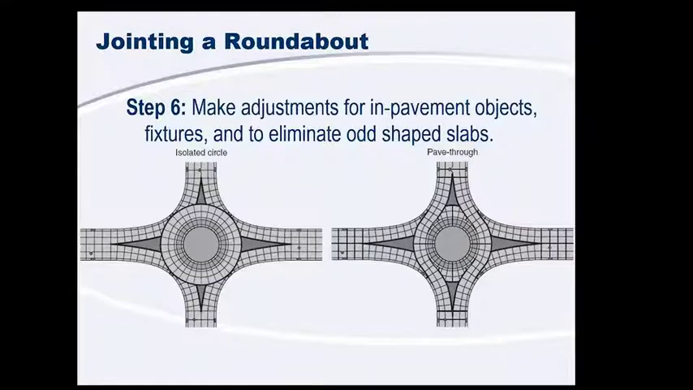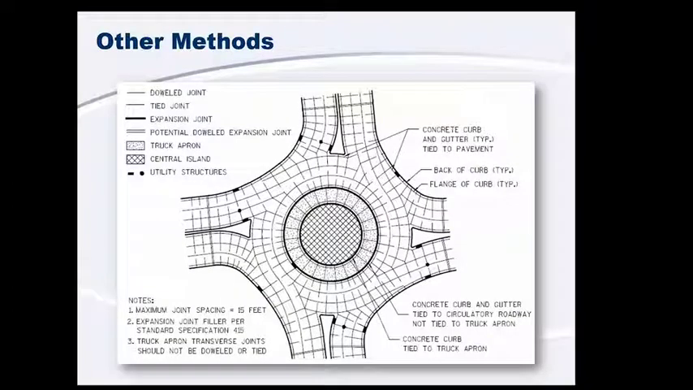So that's the six-step method. You can end up with some good joint layout plans for either type of roundabout you choose. There are a few other methods. This one's actually called a pinwheel or a spiral method.